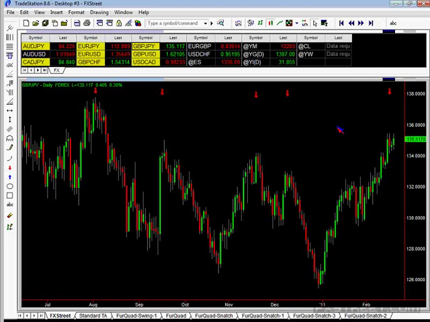So what I've got on the screen is the pound-yen daily chart. And we're going to go through a few different charts and examples. But let's just get the concept out of the way first and show you what I mean.